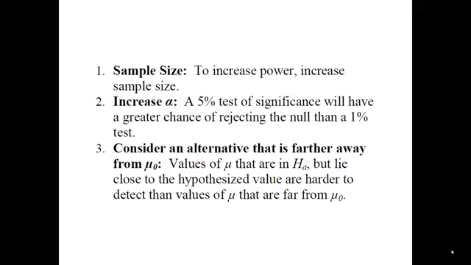3. Consider an alternative that is farther away from mu sub 0. Values of mu that are in H sub a but lie close to the hypothesized value are harder to detect than values of mu that are far from mu sub 0.